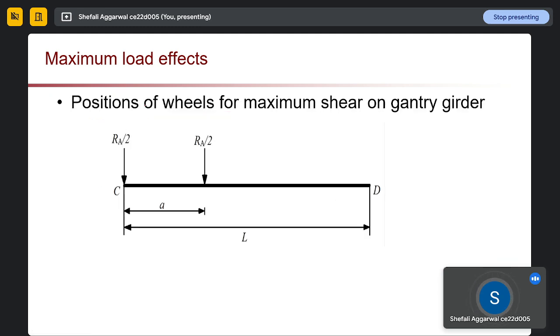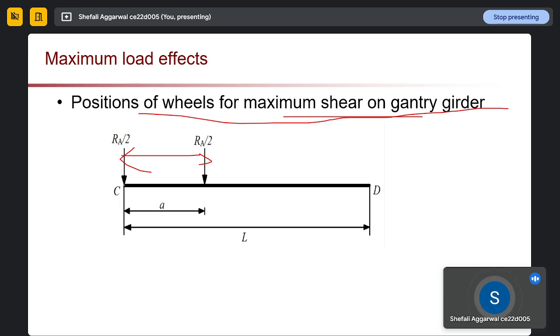Last thing is where should be the position of wheels for maximum shear on the gantry girder. To get the maximum shear on gantry girders, our first wheel should be at one edge of our gantry girder, and the second at a distance, if the crane wheel distance is given, let it be given as A. So this is the crane wheel distance. To get the maximum shear, one of the wheels should be placed at one corner of our gantry girder.